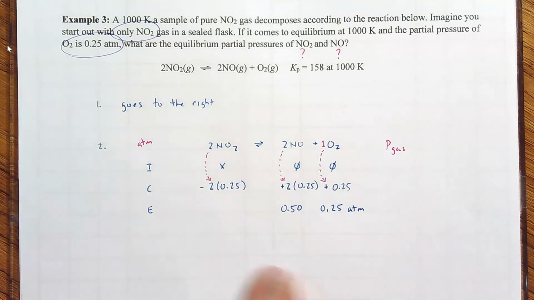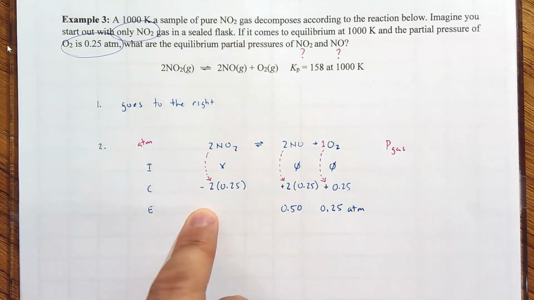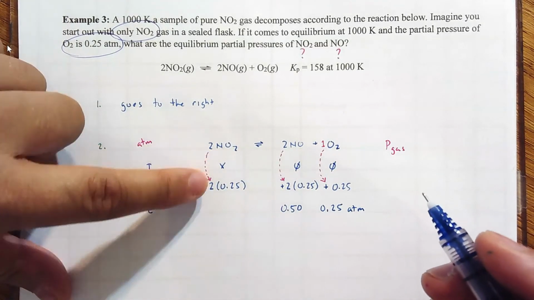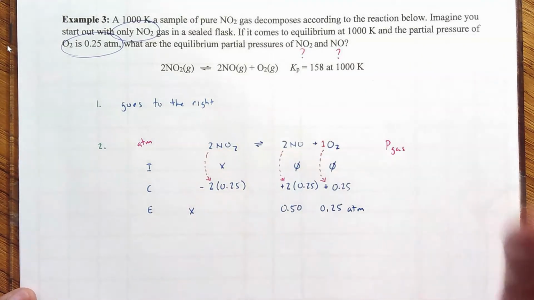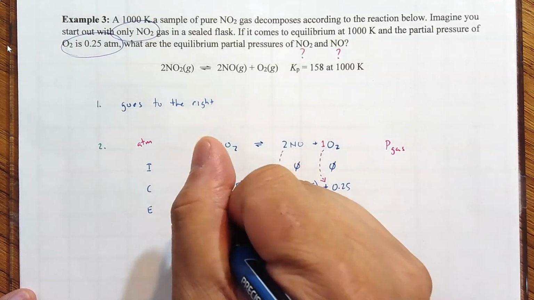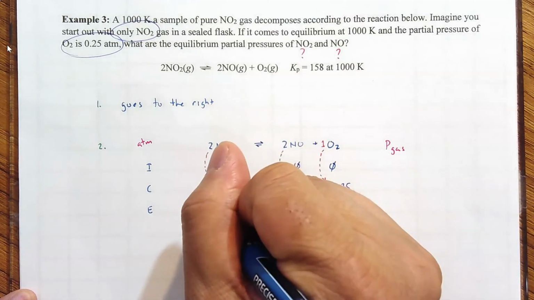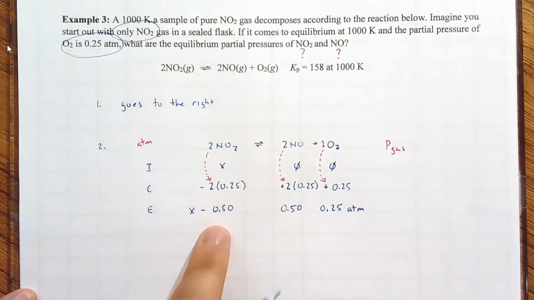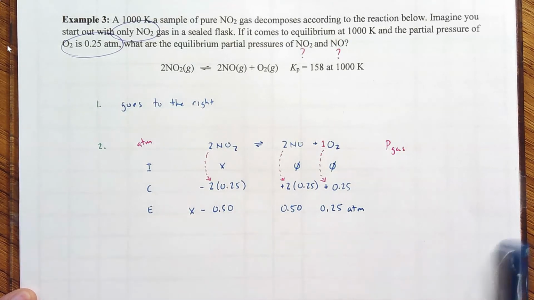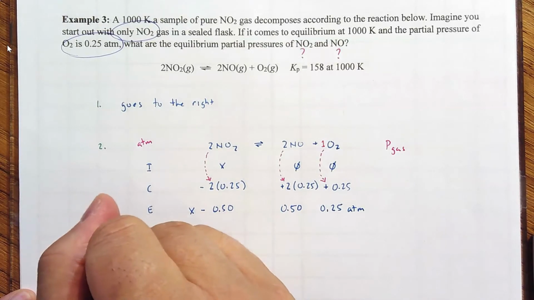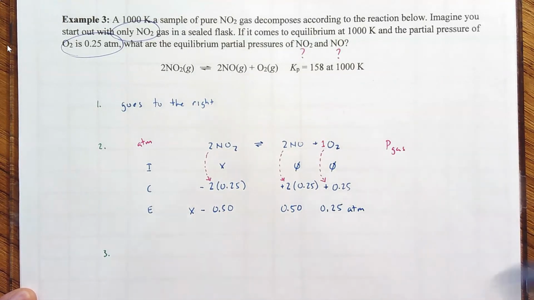So be careful. I was about to write here negative 0.50, but it's x minus this. So we have an initial amount x, and we're removing it, or consuming some of it. And yeah, we could definitely put here 0.50. But don't forget the x. Don't forget the x. That is the ICE table. I think that will get us to the answer.